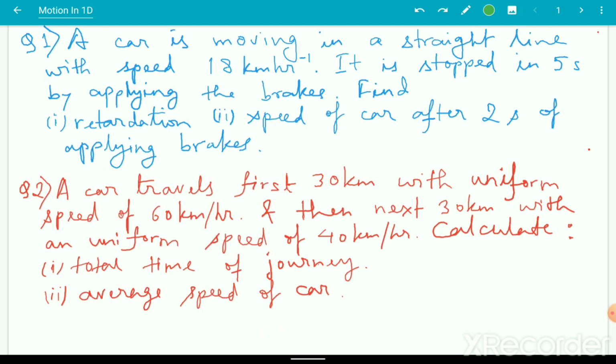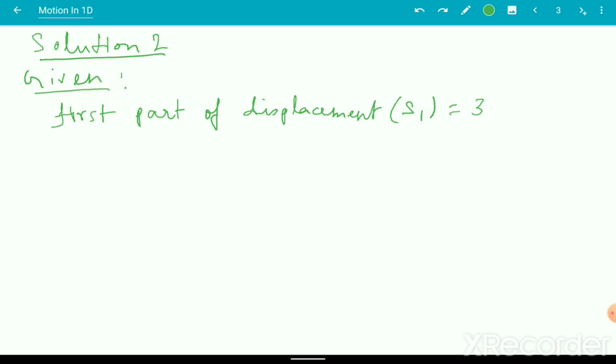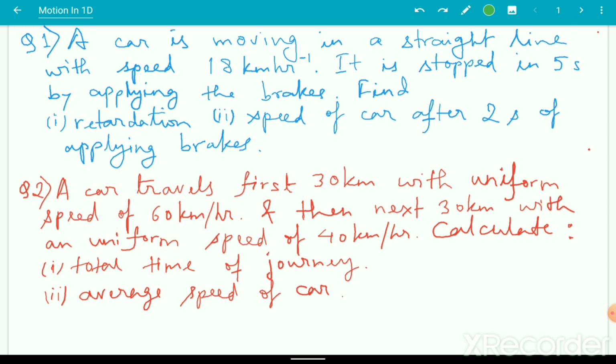The car travels the first 30 km with a uniform speed of 60 km per hour. Distance is generally denoted by the letter S. So the first part of the distance, or you can say displacement, let us take it as S1, is equal to 30 kilometer.